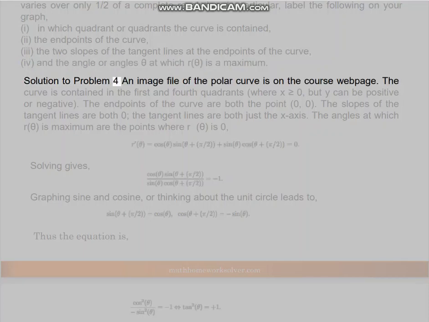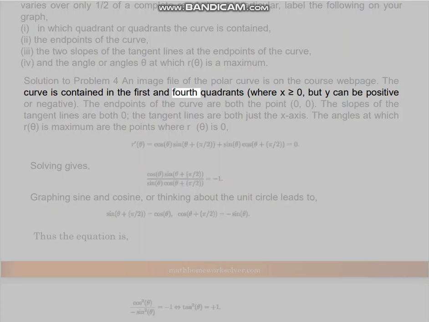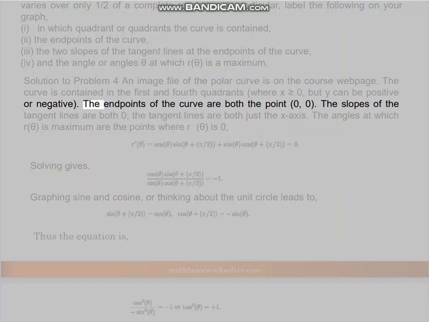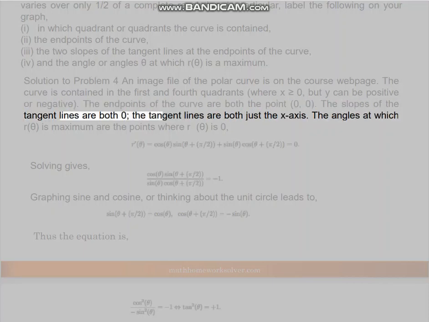Solution to problem 4. An image file of the polar curve is on the course webpage. The curve is contained in the first and fourth quadrants, where x is greater than or equal to 0, but y can be positive or negative. The endpoints of the curve are both the point (0, 0). The slopes of the tangent lines are both 0; the tangent lines are both just the x-axis.